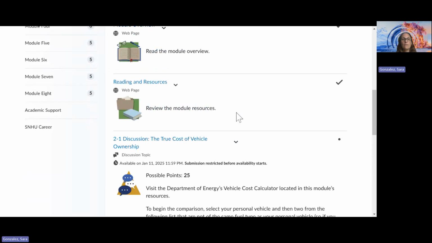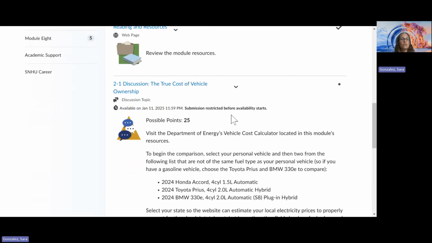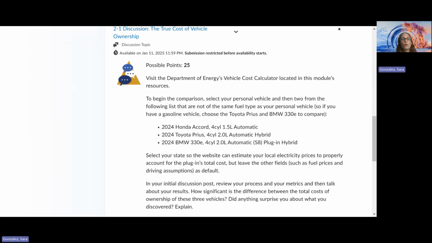So what to do this week? Make sure you complete your discussion. Discussion 2.1 is looking at the true cost of vehicle ownership. So here you're going to visit the Department of Energy's vehicle cost calculator, and you can get that through the module's resources that we were just on.